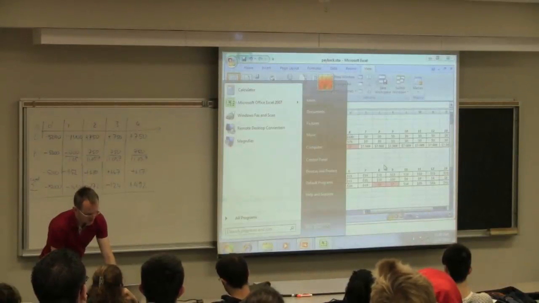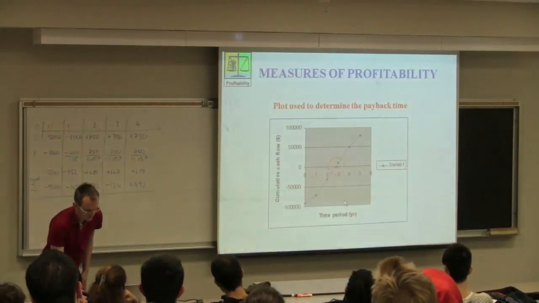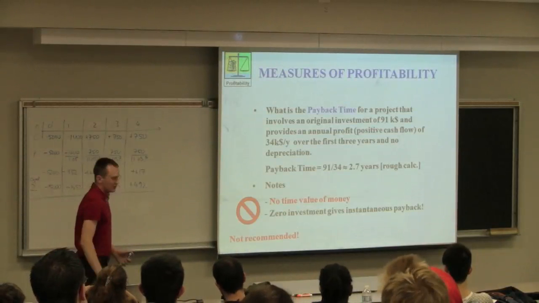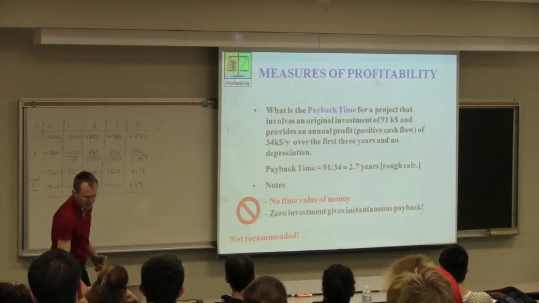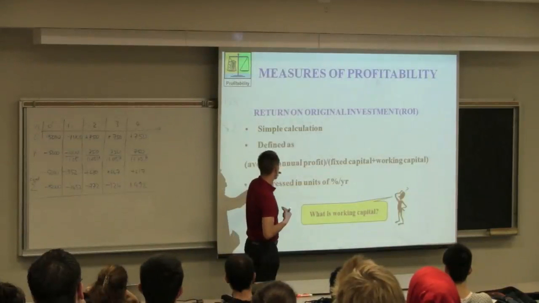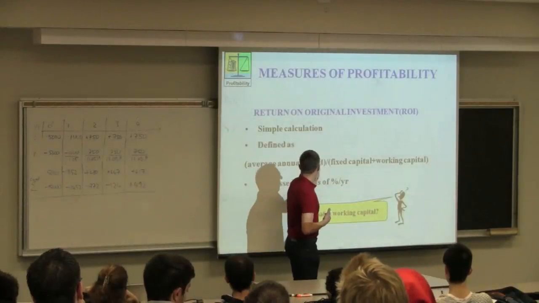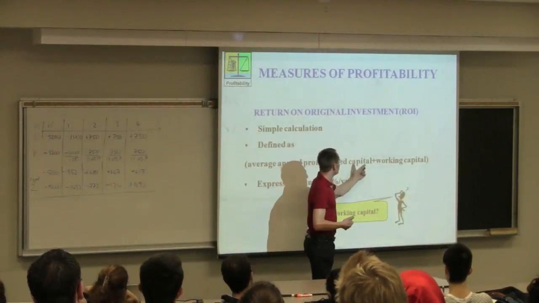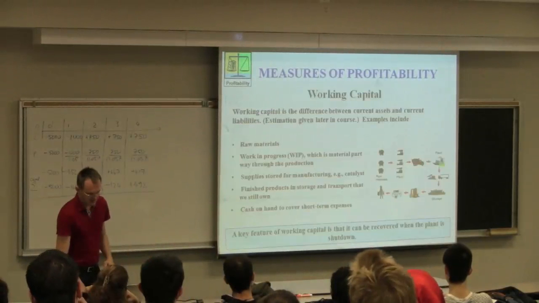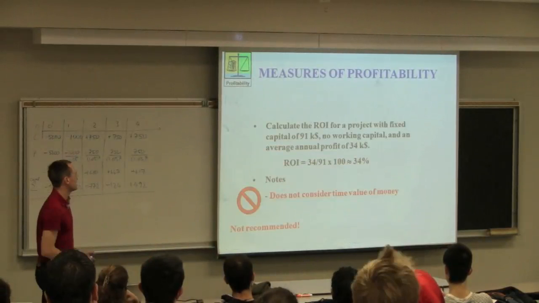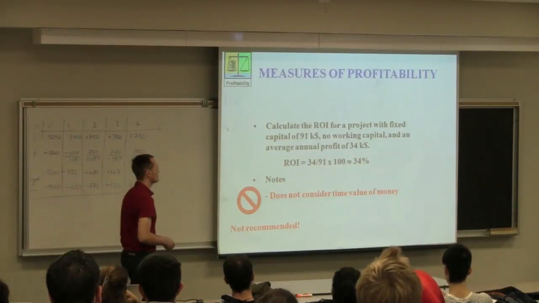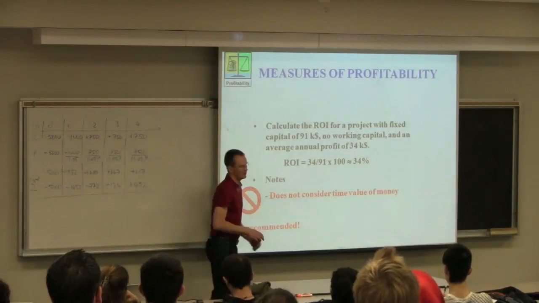Then we moved on to the other metric of profitability, which is ROI, return on investment. There we said, take our average annual profits, so our net income minus expenses, and divide it by the fixed capital plus working capital. We had a bit of a discussion on what working capital is. We can calculate that ratio, the return on investment. People like that number because it comes down to a percentage return on investment that's fairly easy to interpret.